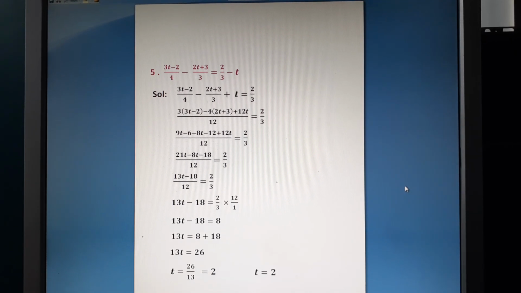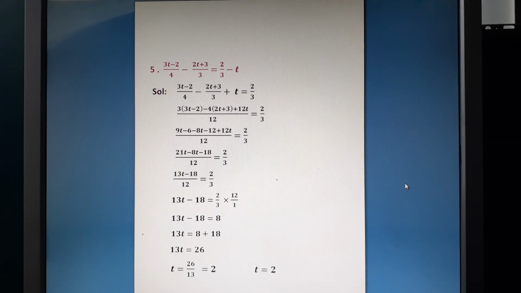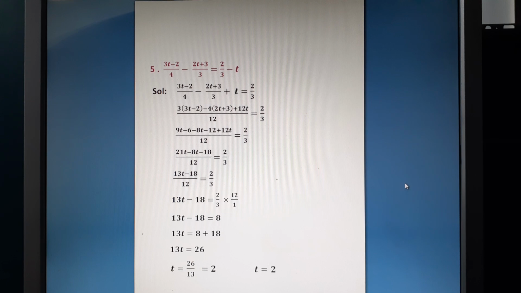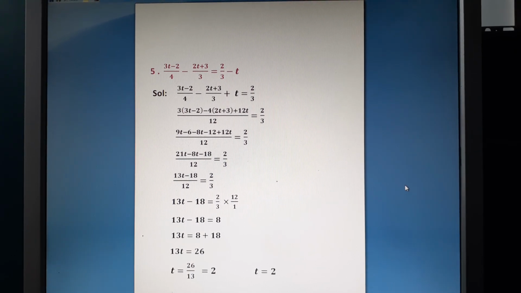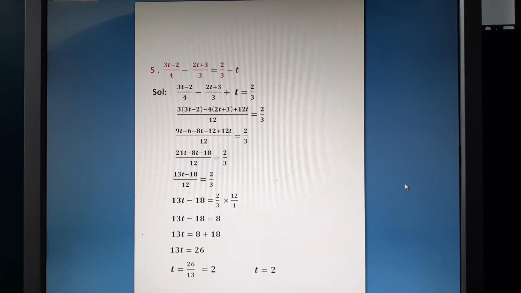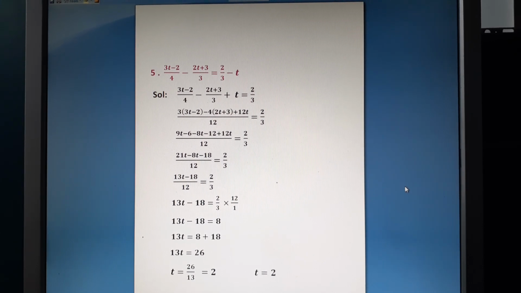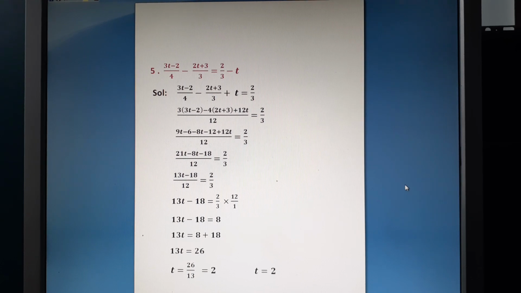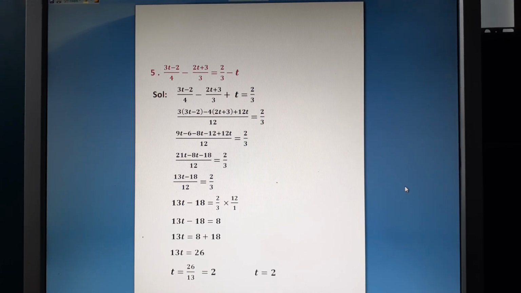Question number 5. 3t minus 2 by 4 minus 2t plus 3 by 3 is equal to 2 by 3 minus t. Solution: 3t minus 2 divided by 4 minus 2t plus 3 divided by 3. Take right hand side minus t to left hand side. It changes into plus t. That is equal to 2 by 3.